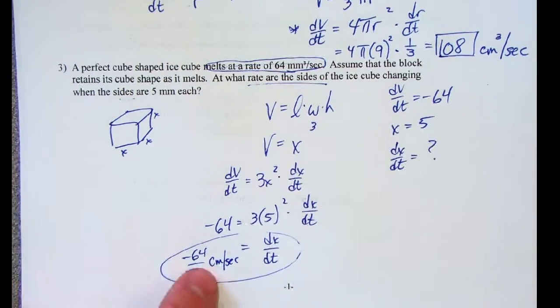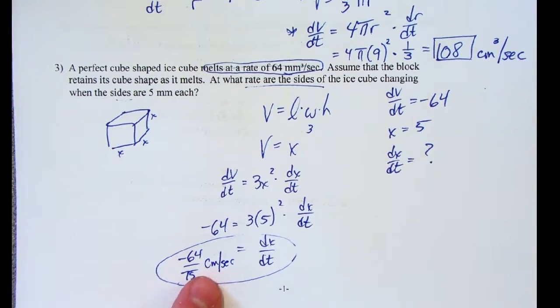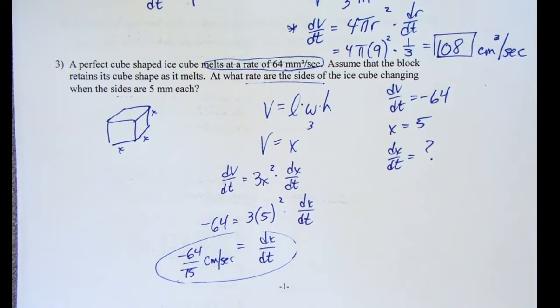That's just a length. So length is just centimeters. Area would be centimeters squared. Volume would be centimeters cubed.